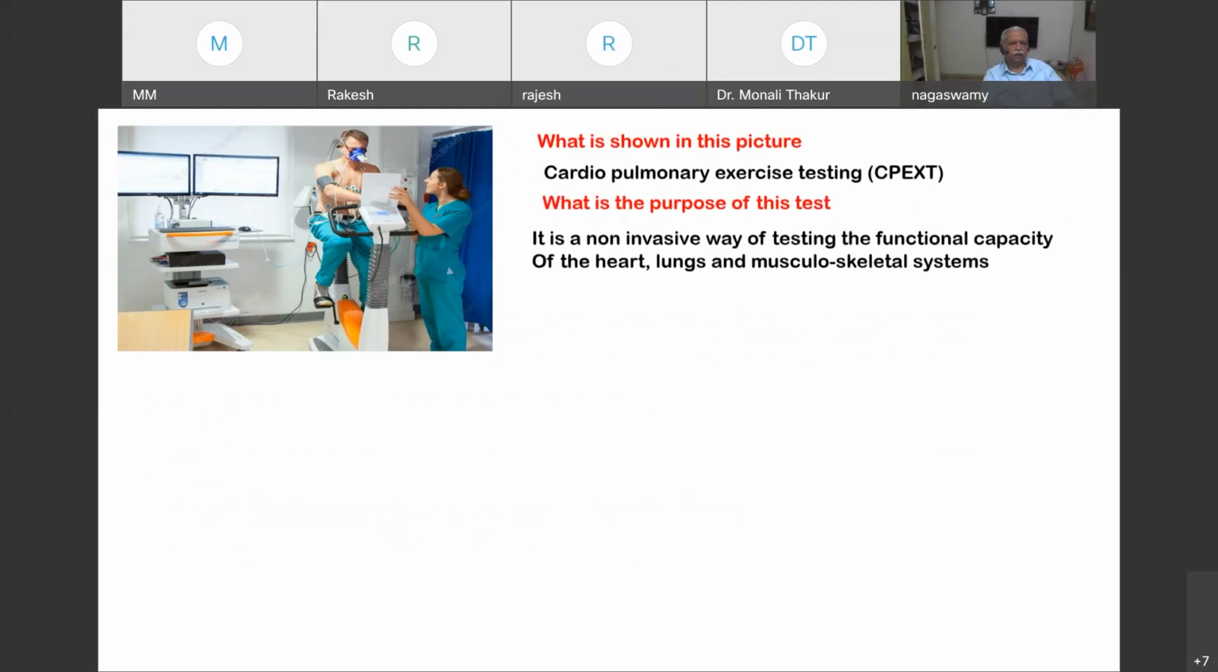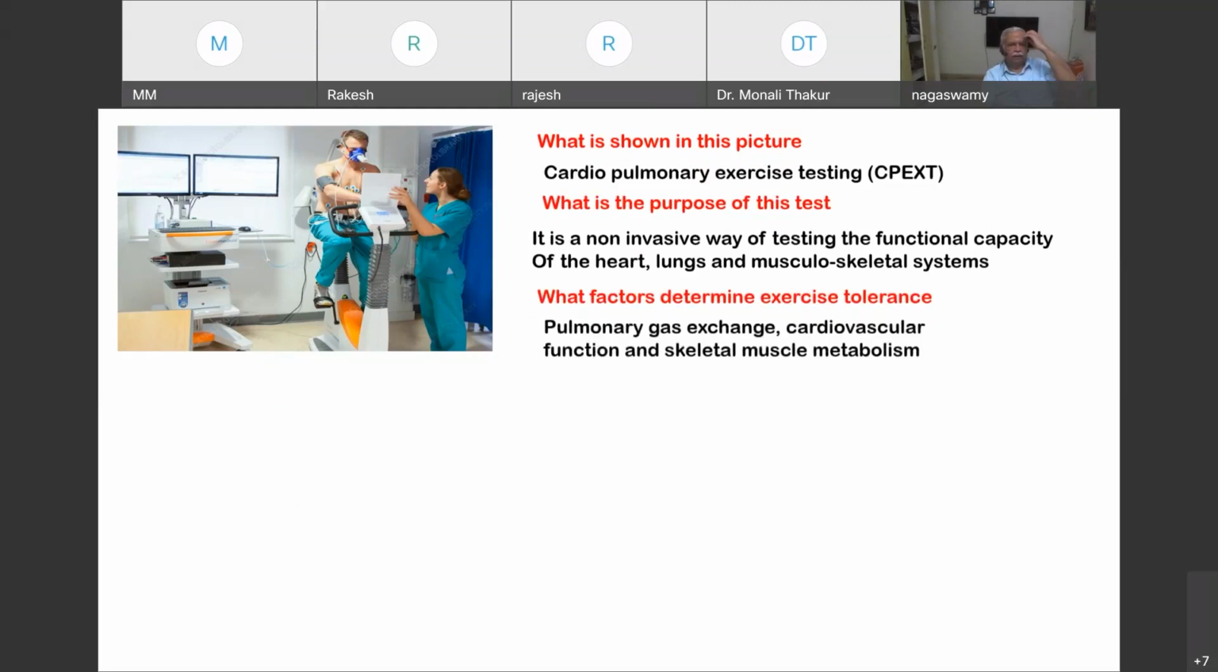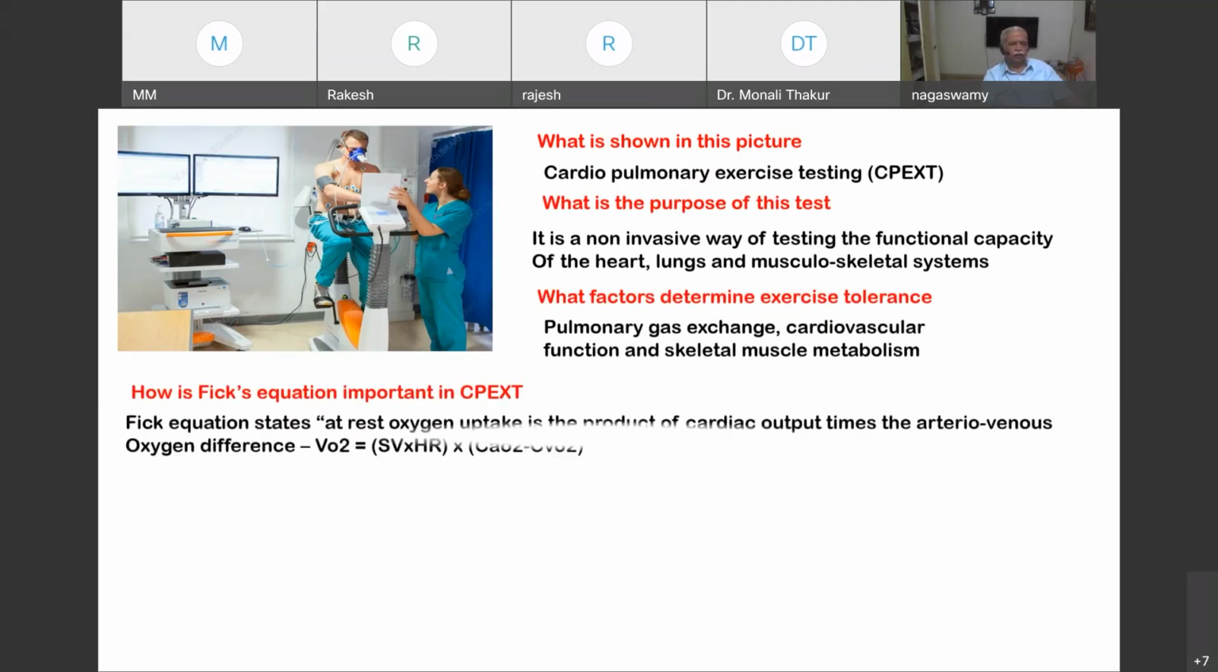It's a non-invasive test for testing the function of heart, lungs, and musculoskeletal system. What factors determine the exercise tolerance? Pulmonary gas exchange, cardiovascular function, and skeletal muscle metabolism. How is Fick equation important in cardiopulmonary exercise testing? So Fick equation we normally use for finding out the cardiac output, isn't it? Fick principle. But Fick equation is also used here.